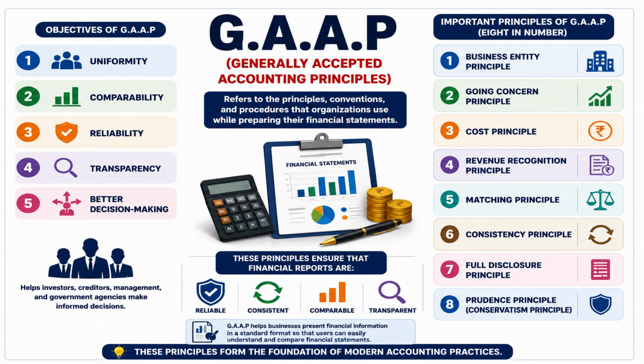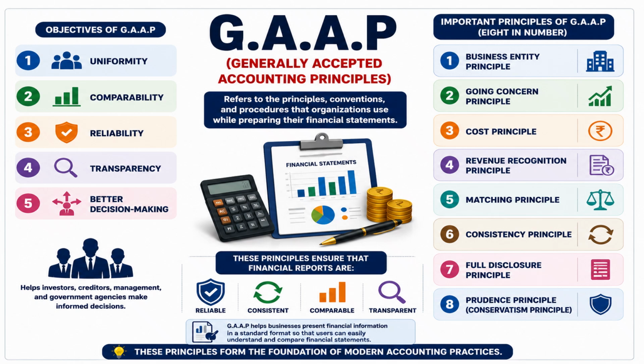7. Full disclosure principle. The full disclosure principle requires businesses to disclose all material information that may influence the decisions of users of financial statements. Transparency is the key objective of this principle. Example: if a company is involved in a major lawsuit, details of the case should be disclosed in the notes to the financial statements.